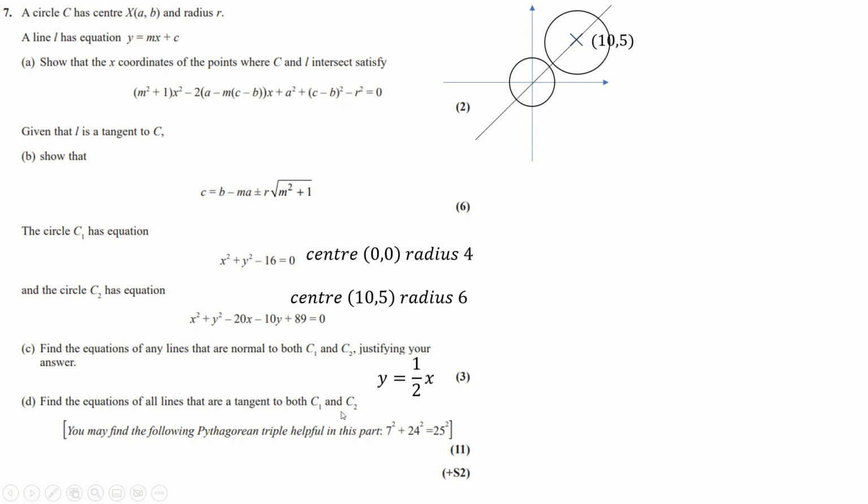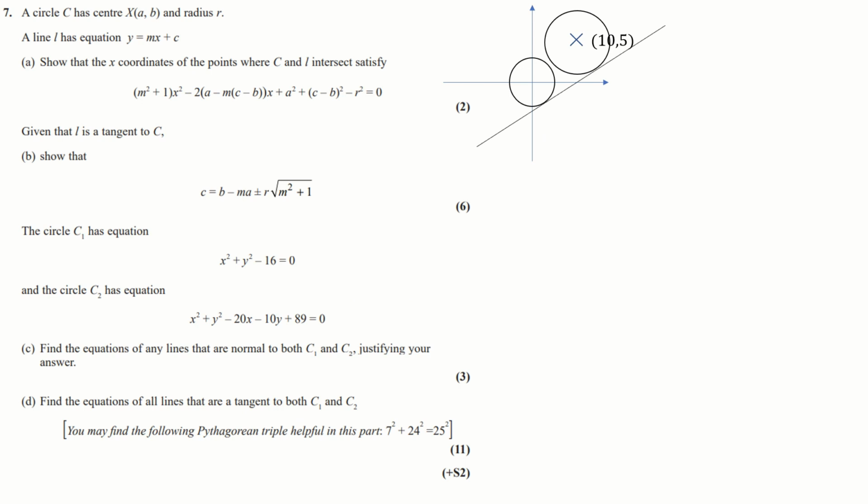Now it says find all lines that are tangent. So let's look at this picture again and think, okay, how many lines are there that exist that are tangent to both those circles? And I think you can come up with 4. They look a bit like this.